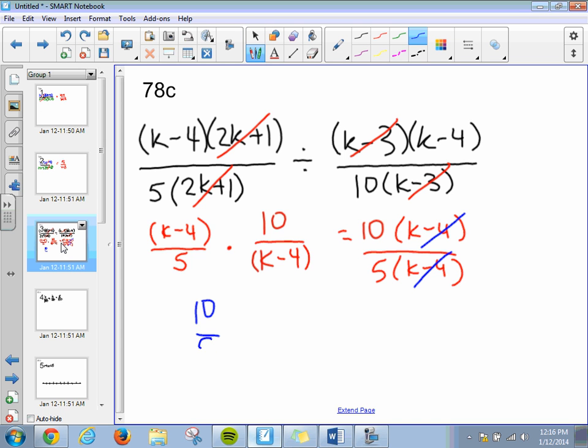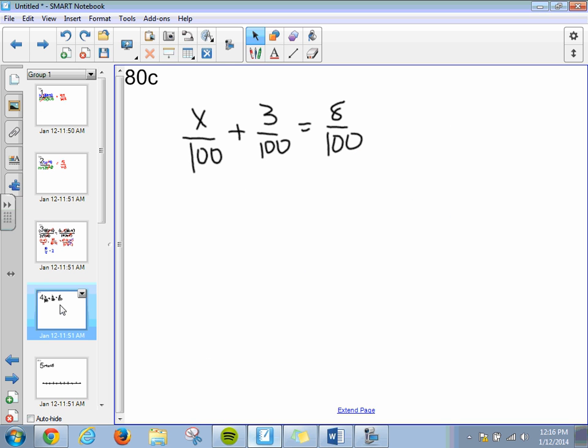We see that we can pull out that k minus 4. We're left with 10 over 5. That's the same thing as 10 divided by 5, which is the same thing as the number 2. Who would have known all that craziness would have ended up in just the number 2?